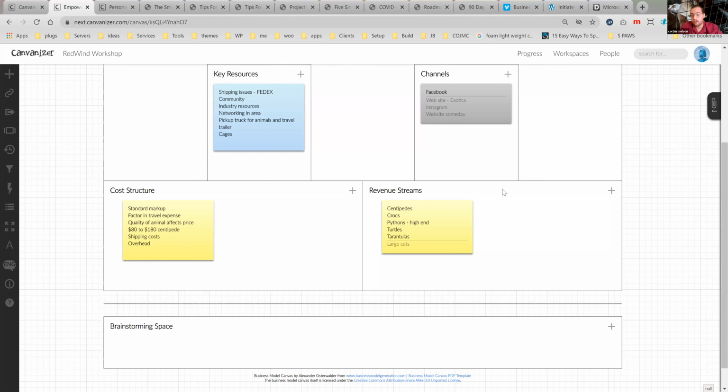As far as revenue streams, I make a lot of money off centipedes, crocodiles, that's a big one, any type of crocodilian. Pythons, the high-end ones, the morphs, the different colors, the stuff you wouldn't see in nature normally that are produced through genetic mutations, those are worth a lot of money. You can take a $400 snake and a $300 snake, breed it out, and you're producing snakes that are worth $2,000 just because the genetics are right. So definitely the high-end pythons make a lot of money.